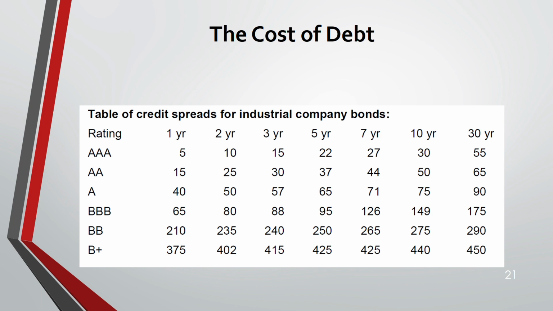Compare B plus, first year only. Triple A versus B plus. Triple A is 5, B plus is 375. That shows how risky B plus is. That's why the credit spread is so much. When you check for the 30 year, B plus is 450, that is the highest, the riskiest. So now let's do questions. We have plenty of questions on credit spread.